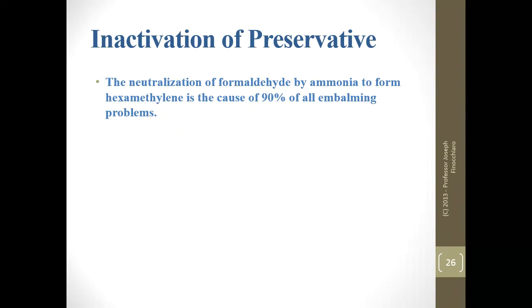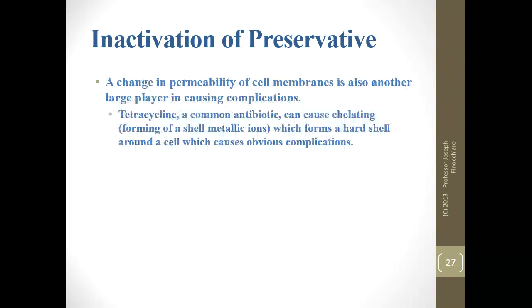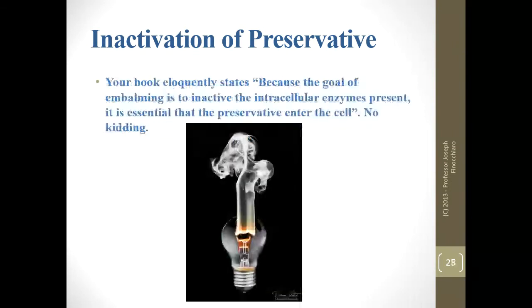Neutralization of formaldehyde by ammonia forms hexamethylene. That's one of the first times we've seen that word. It's 90% of the time the problem at hand. Another large one is the change in permeability of cell membranes. Tetracycline, a common antibiotic, causes chelating. That's an important term, forming a shell of metallic ions, which then doesn't let anything into the cell itself. Water, preservative, etc., which you can imagine is fun and exciting for us.